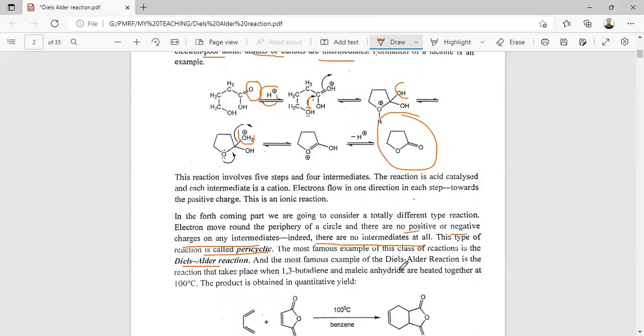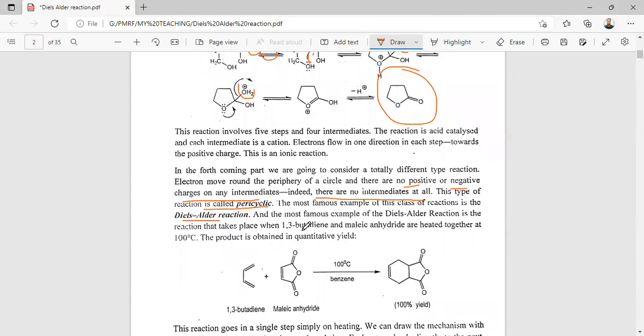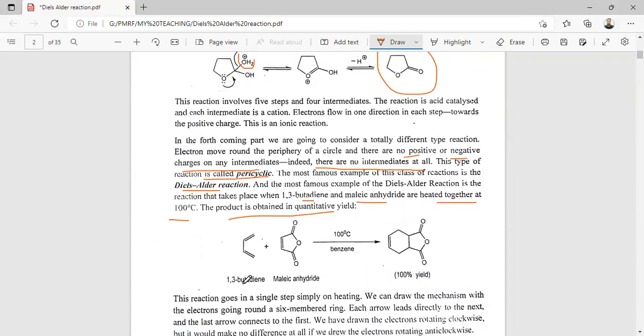The most famous example of the Diels Alder reaction is the reaction of butadiene with maleic anhydride heated together at 100 degrees C. The product is obtained. Here is the difference between the Diels Alder reaction and common organic reactions. Here the electron flow is around the periphery of a circle in the molecule. There is no positive or negative charge on any intermediate. So this is an example of the Diels Alder reaction, where butadiene reacts with maleic anhydride under thermal conditions in benzene solvent to form this final product.